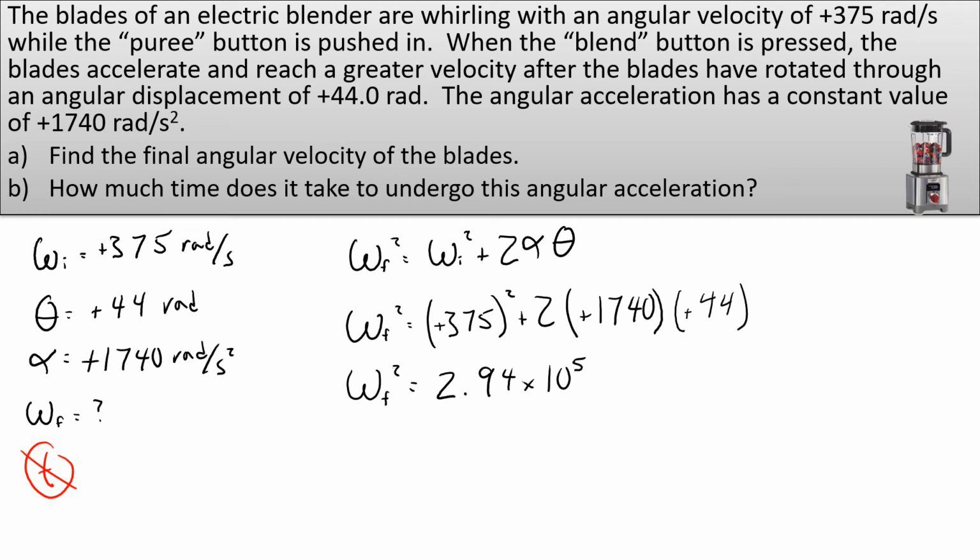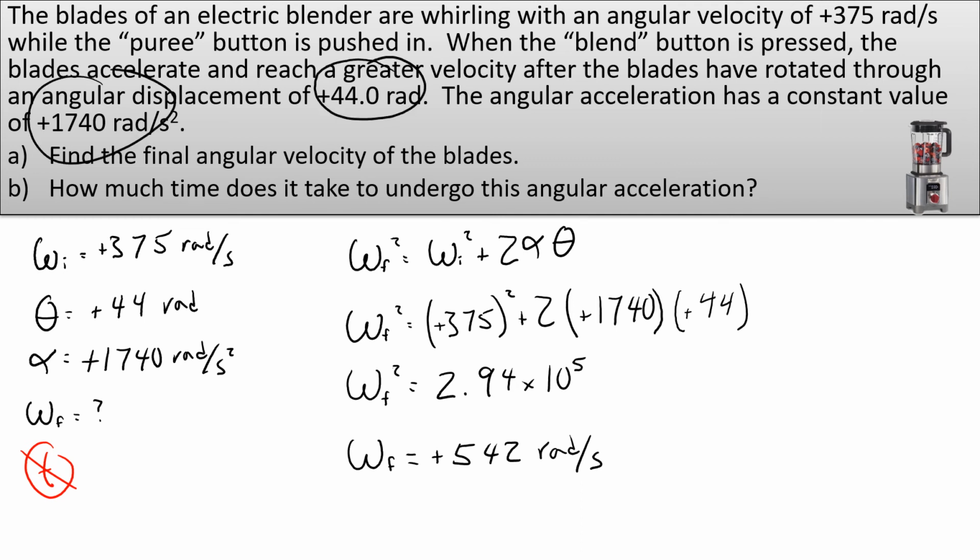And then you take the square root, and you should get positive 542. Okay, what are the units for your final angular velocity? Hopefully you're saying it's radians per second. Very good.